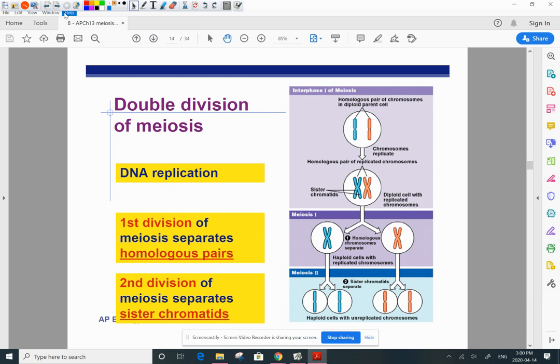Okay, so there are two sets of divisions in meiosis. The first round of division is called meiosis 1, and the second round of division, meiosis 2. DNA replication has to occur before meiosis 1. The first division of meiosis is going to separate the homologous pairs into chromosomes, and then the second division is going to separate the chromosomes into the chromatids.